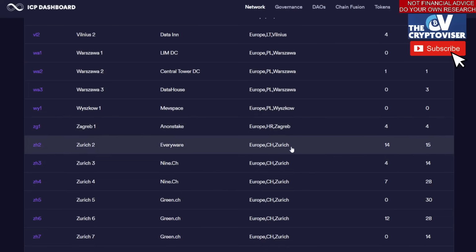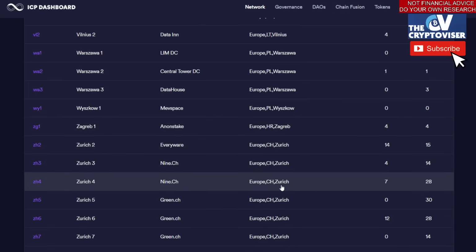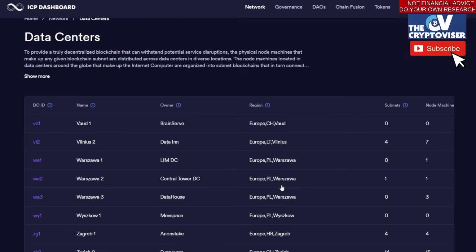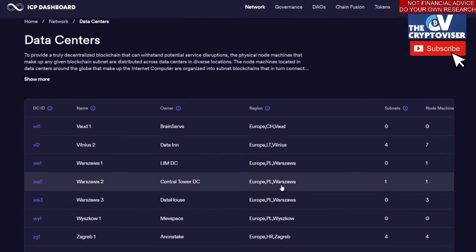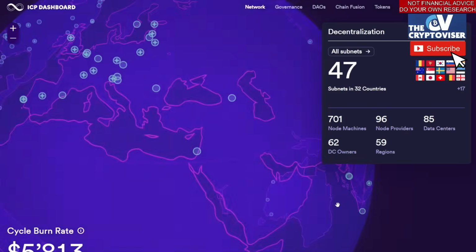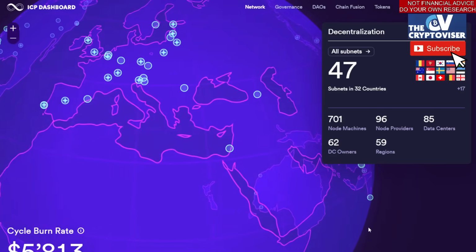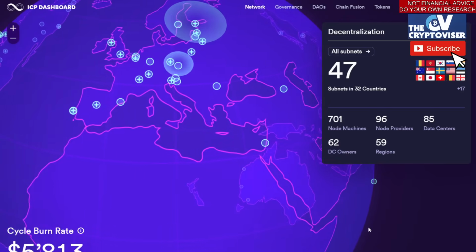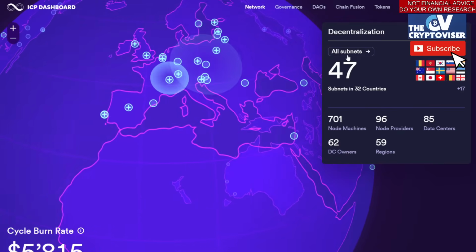Zagreb, Zurich, a lot in Zurich. Obviously, we know they're in Switzerland. That's where Dfinity is homed. So they have node operations. They have data centers all over the world, like quite literally. And this has expanded more recently, and that's just the data centers.